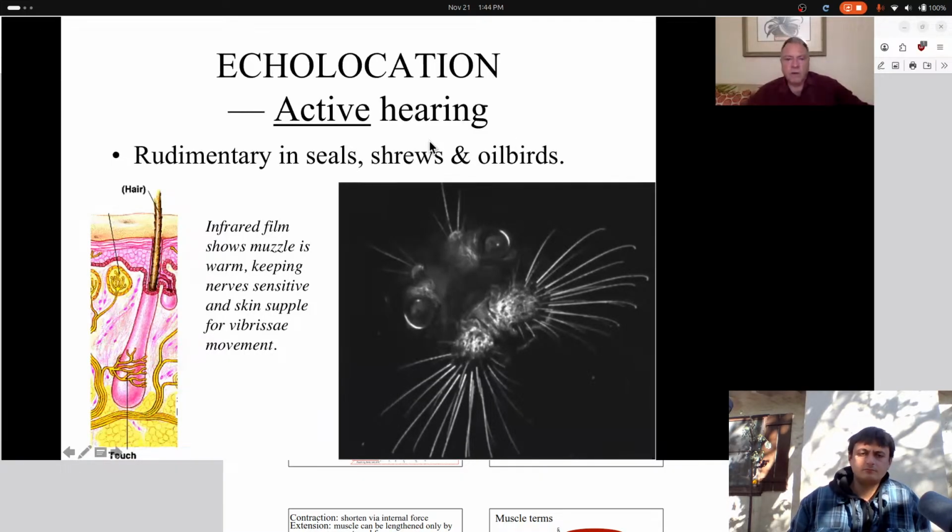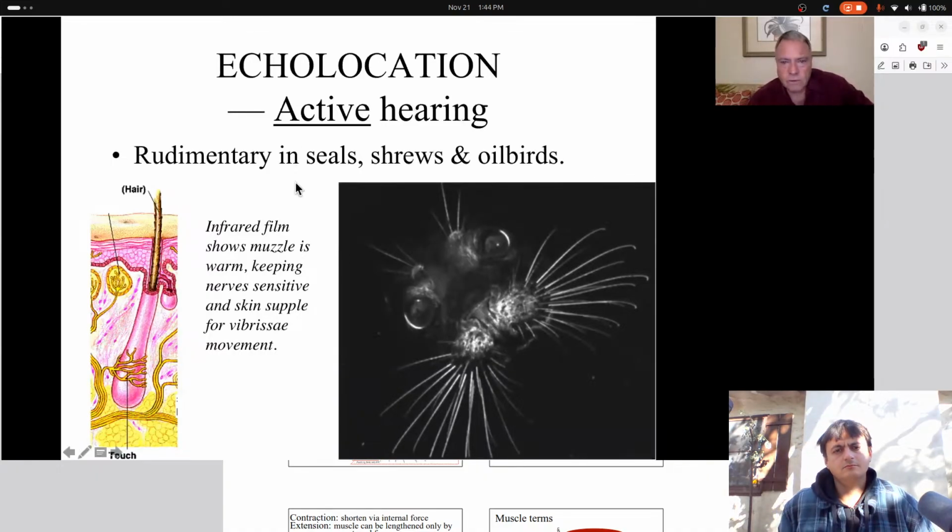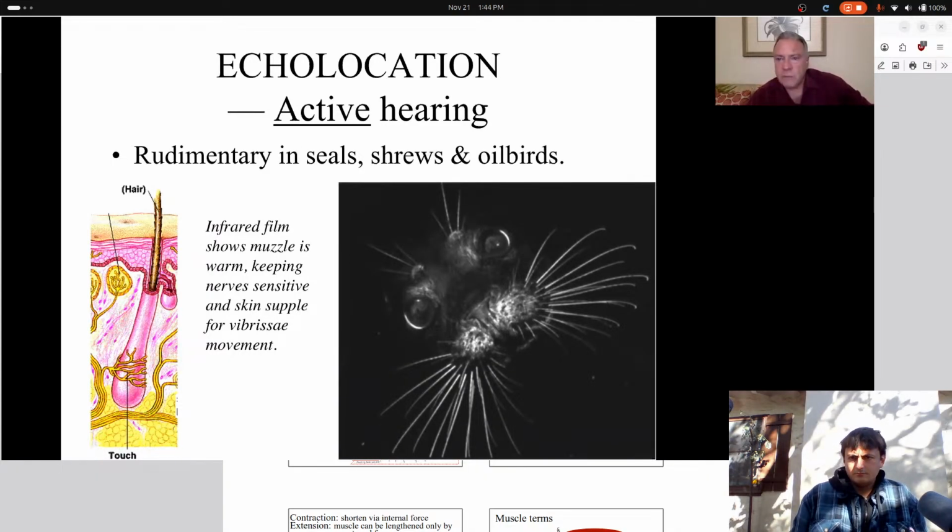Shrews are like living in the ground eating worms. I have no idea why shrews need echolocation, but apparently they do. So sometimes we detect the presence of things, and we have no idea what they're using them for. Or we may have ideas, but no way of testing those ideas, or at least we haven't tested them.